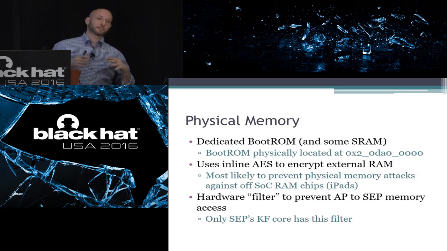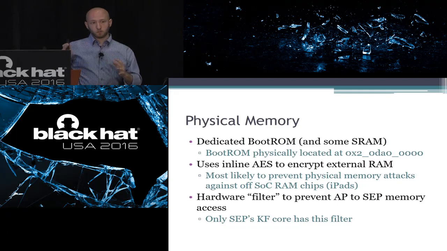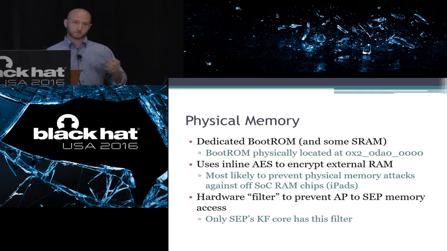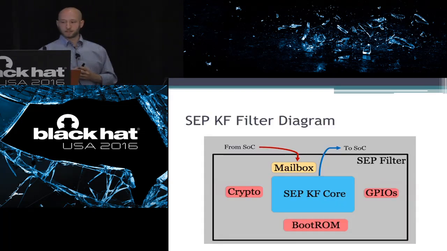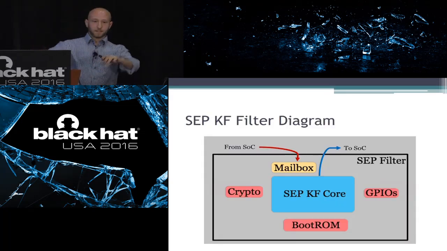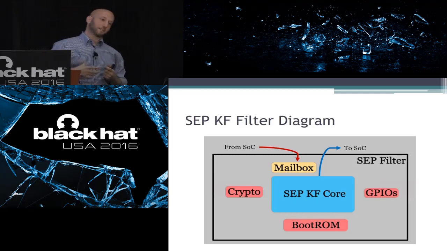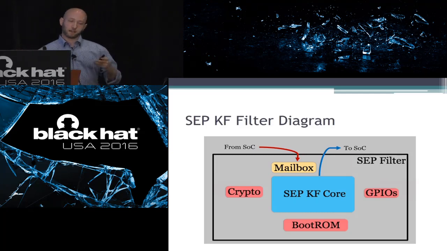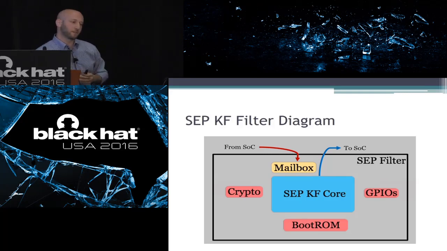And finally, it has a filter around this SEP core that protects it from standard attacks from AP. And only SEP has this. The other Kingfisher cores on the device do not. So let's talk a little bit about this filter. Effectively, you have this wrapper around all of the important bits. Inside of it is the core, the GPIOs run into this, then it has a mailbox, and a few other things.